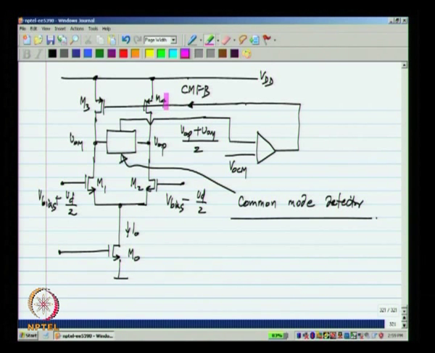So then the current in M3 and M4 must decrease. Similarly, if the output common mode voltage is very low, that means that the current in M3 and M4 is more than the current from M0. So the current in M3 and M4 must decrease. When the current in M3 and M4 decreases, VOM and VOP will be pulled down.